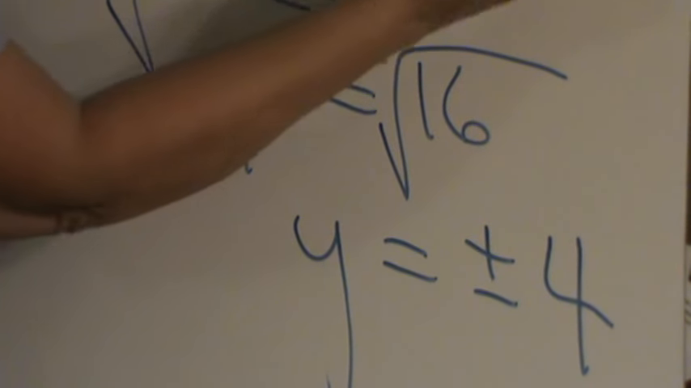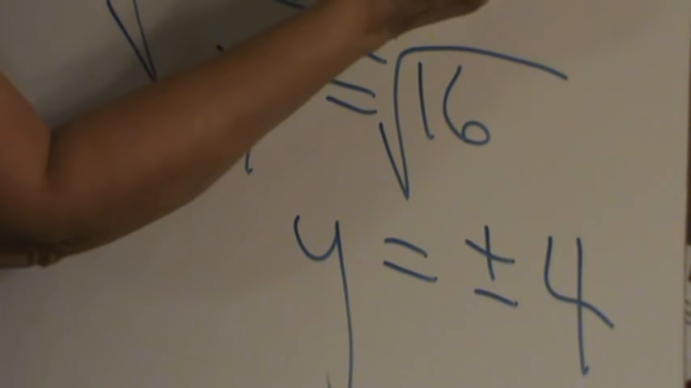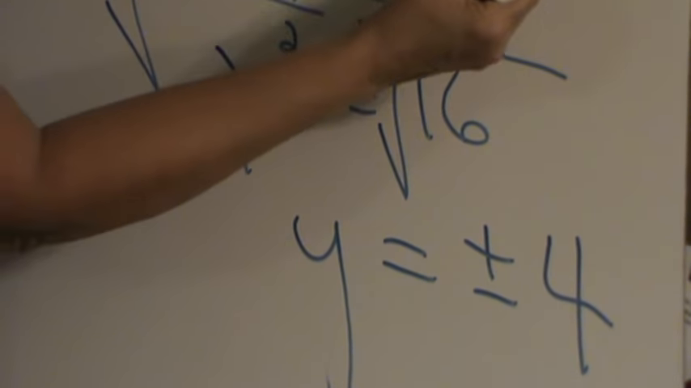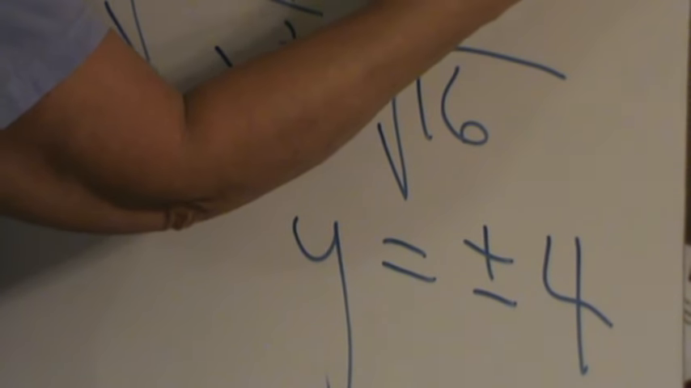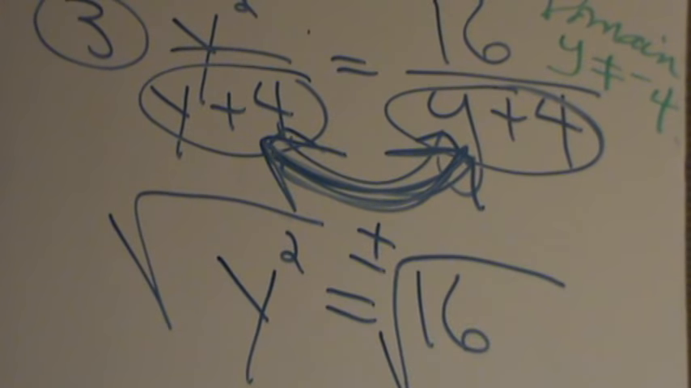But I know what I forgot to do, something I keep warning you to not forget. Domain. Do it right up here. You should do it before you even start, but if you don't, if you forget like I did, just do it before you put in some wrong answers. y plus 4 cannot be 0, so y cannot be negative 4.